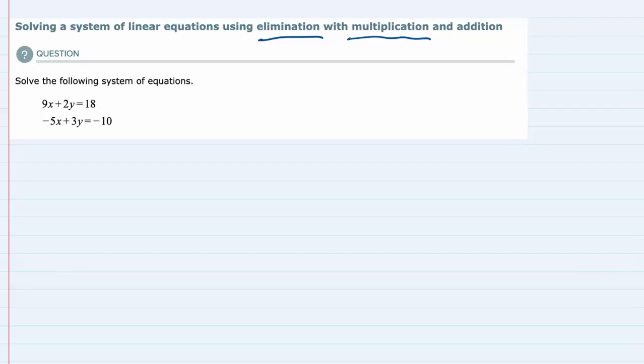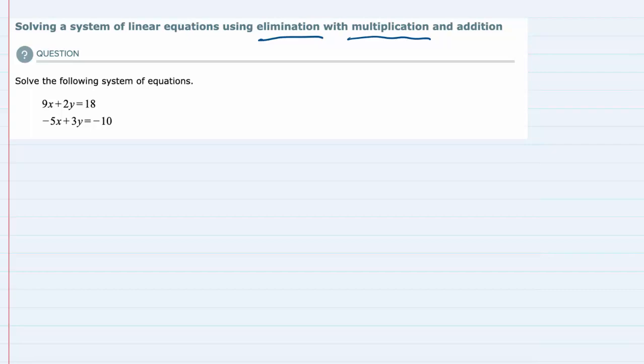So in this example, I'm going to get the y's to cancel. And in order to do that, I need them to be the same value, which right now they're not. One's a 2y and the other is a 3y, but I also need the signs to be different. So I've got a 2 and a 3. As long as I multiply and turn them into the same value with different signs, then they'll cancel whenever we add. So that means that what I'm looking for is the lowest common multiple of 2 and 3.